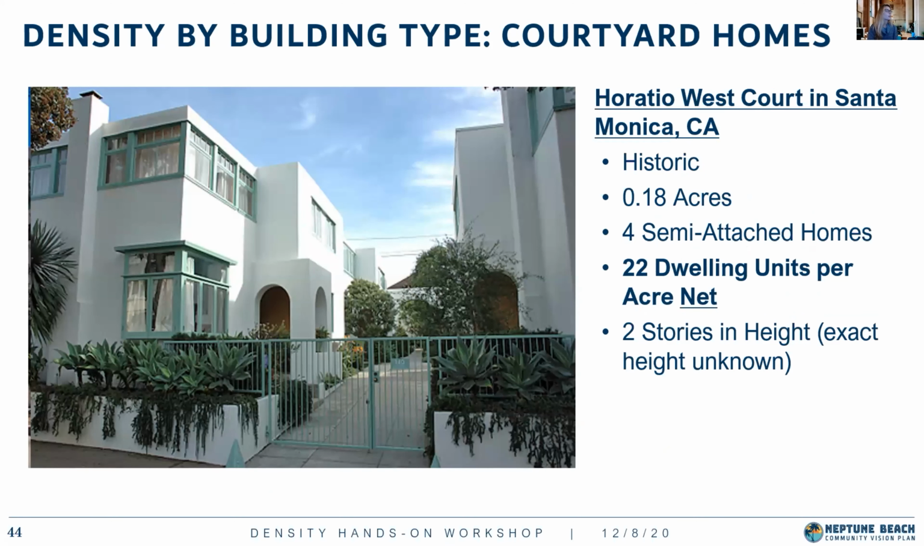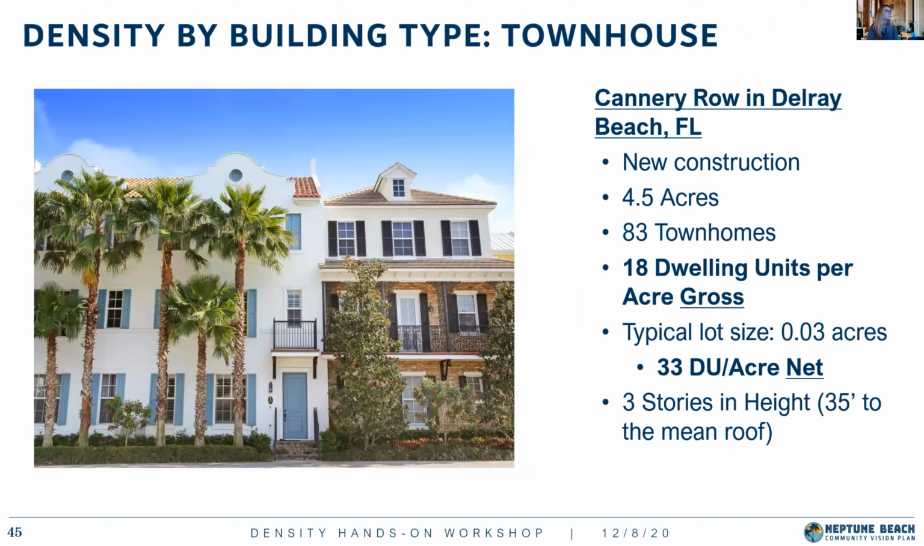Here's an example of a courtyard building type. So it's 4 semi-attached houses, and they're all facing onto a shared courtyard space. This one is also 22 dwelling units to the acre and 2 stories. And so when we go into townhouse, now we're not necessarily talking about detached or semi-detached. These are fully attached. And again, the densities can range. This particular example is 18 dwelling units per acre gross, because this is a larger development, but the actual net density of each of these units is 33.